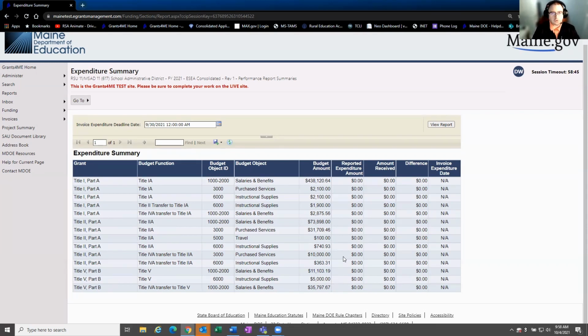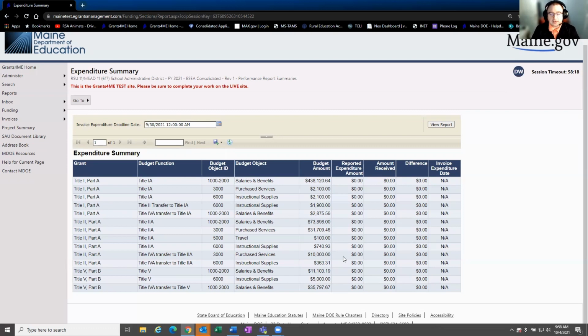So once your business manager starts submitting invoices with the up-to-date expenses as of September 30th, it'll go ahead and pull that information in, and then it'll show the difference. So did you claim that you spent more money than what was actually invoiced for, or did you claim that you spent less than what was actually invoiced for? And so we'll be able to take a look at that.